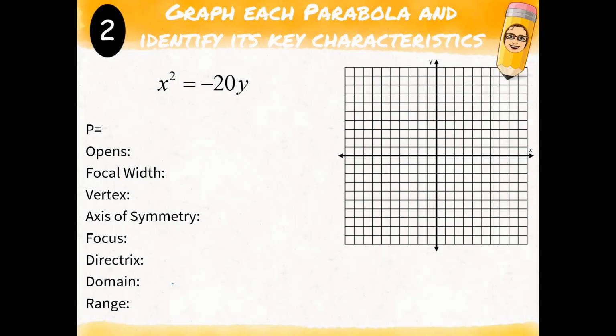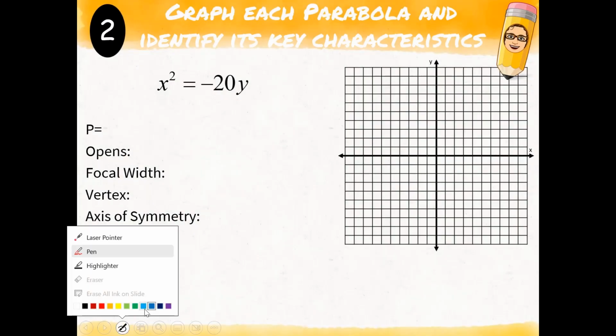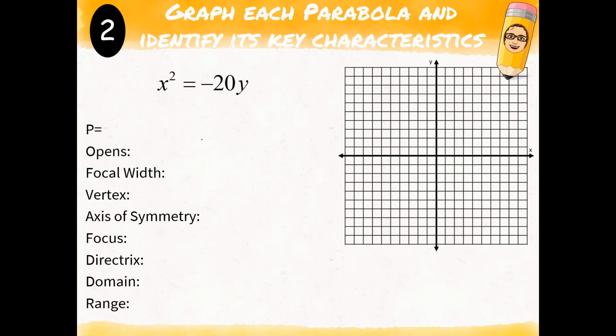Let's try the second one. I'm going to change my color here. Purple. First thing, I'm going to take this and set it equal to my 4p. Divide by 4. I'm going to get p is -5. Now I'm going to take a look. It is an x squared, which means it's either up or down. My p is negative, thus we are opening down.